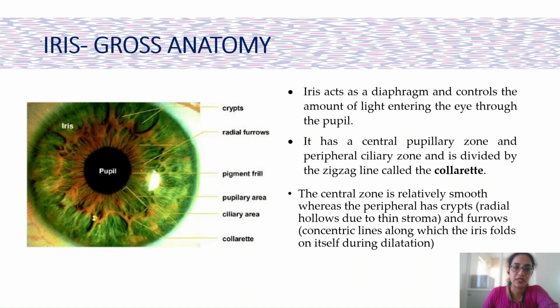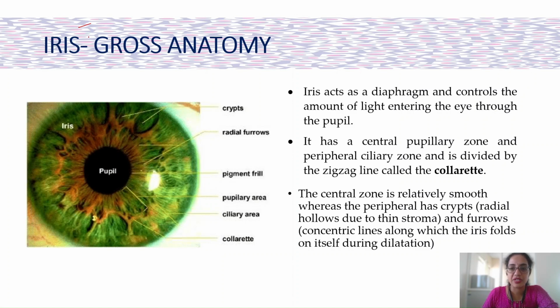So let us start with iris, the gross anatomy. The function of iris is to act as a diaphragm and to control the amount of light that enters the eye through the pupil. Pupil is the central opening within the iris. It is a dynamic structure and we have gone through in detail about pupil.